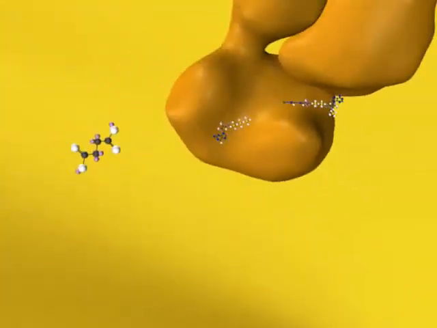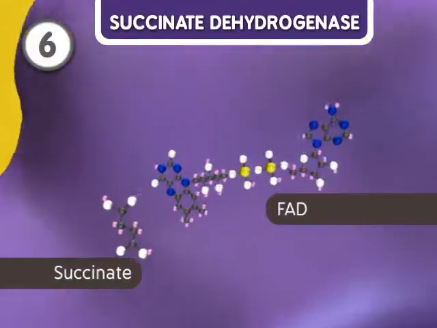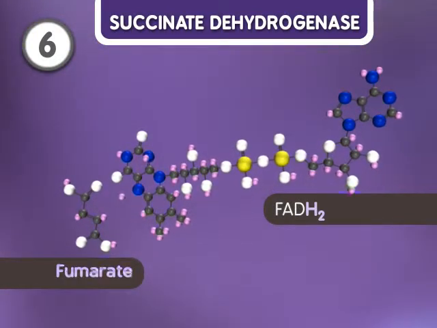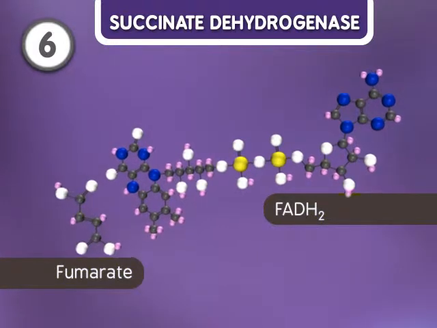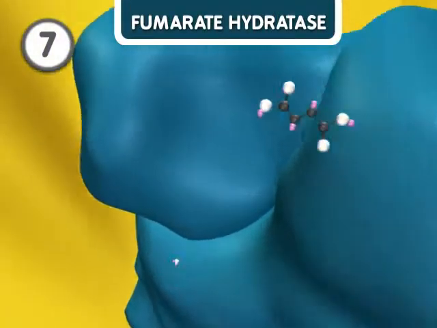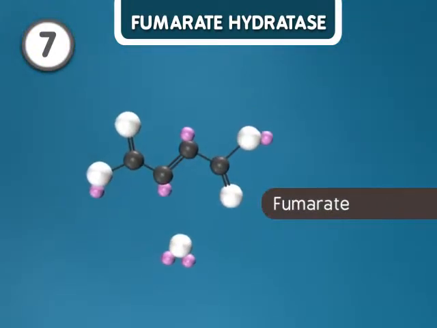In step 6, an enzyme called succinate dehydrogenase converts succinate into fumarate. This step makes 1 FADH2. In step 7, a fumarate hydratase enzyme then converts fumarate into malate.